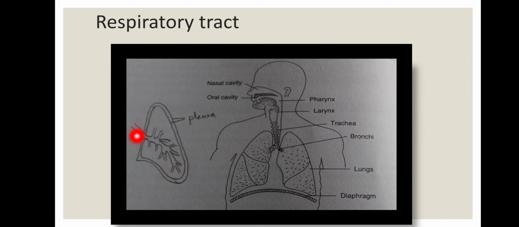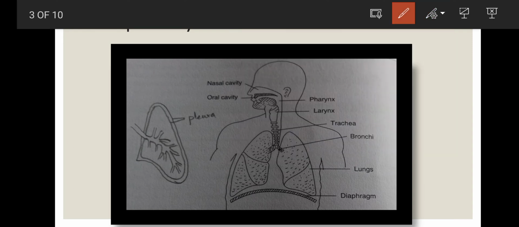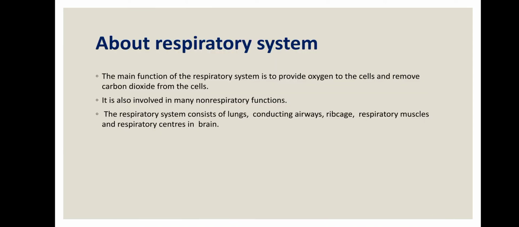In pleura we can see two layers. So we can clearly see here two layers of pleura. This one is the outermost layer and this one is the innermost layer. The outermost layer is called the parietal pleura and the innermost layer is called the visceral pleura. So these are the two layers of pleura.